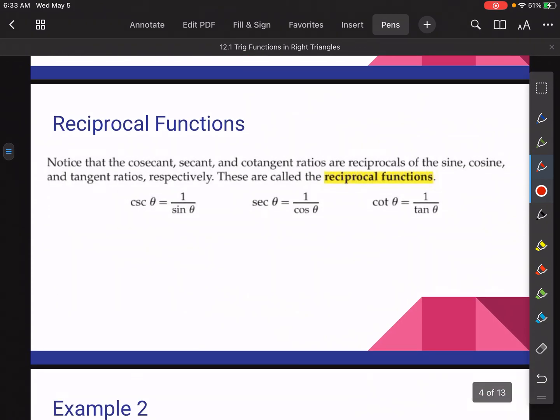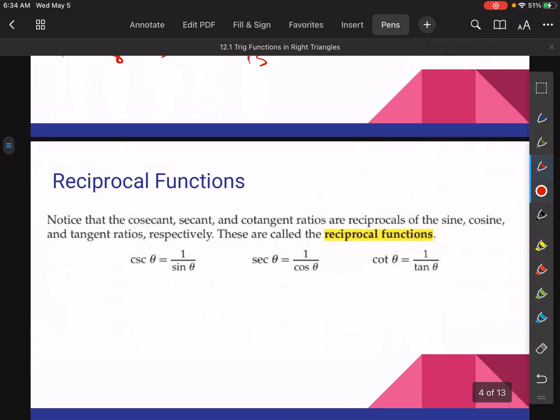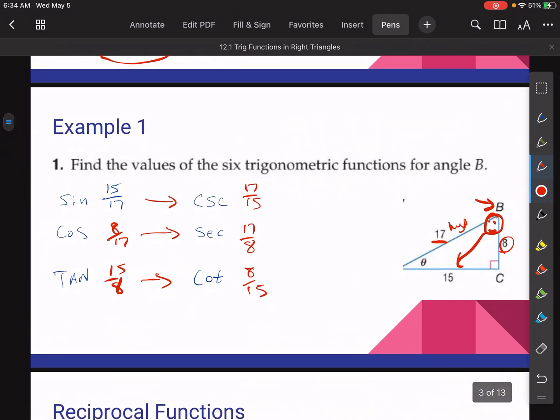And then we have reciprocal functions. So notice that the cosecant, the secant, and the cotangent ratios are reciprocals of the sine, cosine, and tangent ratios respectively. These are called reciprocal functions. And it turns out that the cosecant is equal to 1 over the sine. Okay, so just to show you what we mean by that.